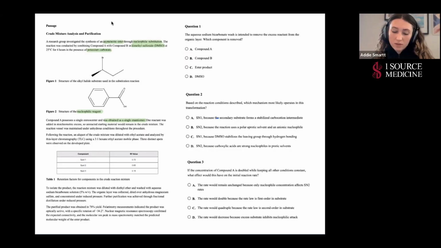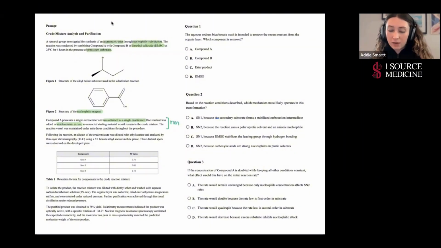One reactant was also added in stoichiometric excess, so unreacted starting material would remain in the crude mixture. The reaction vessel was maintained under anhydrous conditions throughout the procedure. So what is potentially the excess reagent is something they could ask about. And of course, anything to do with enantiomers, racemic mixtures, pretty high yield, so I would pay attention to that. But I would say generally, this second paragraph tells us a little bit more details about how the reaction occurred. So if I need more details, I'll go back there.